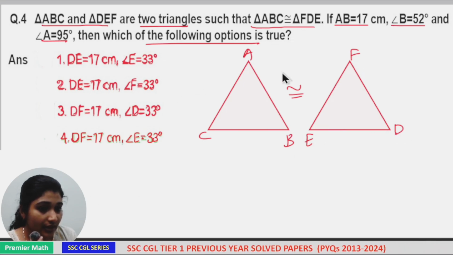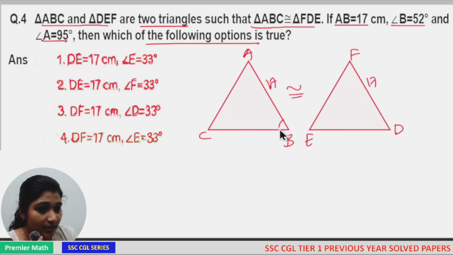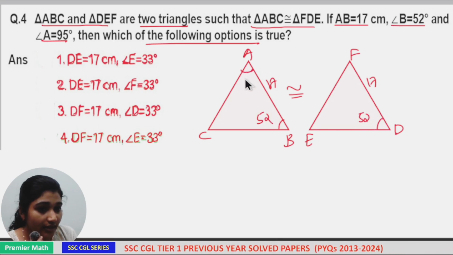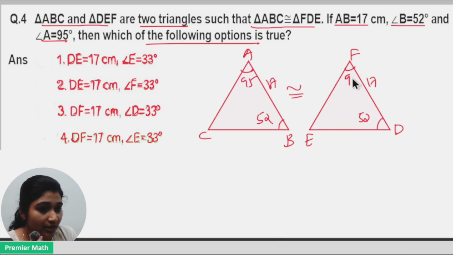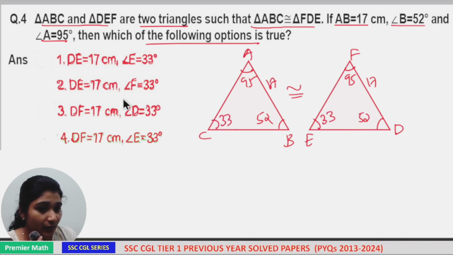Now, congruent triangle means all the three sides and three angles of two triangles are equal. Here AB 17 means this should be 17. And angle B 52 means angle D should be 52. Angle A 95 means angle F should be 95. 95 plus 52 means 140 plus 2, 140 plus 7, 147. So remaining is equal to 33 degree. So angle C should be 33 degree.